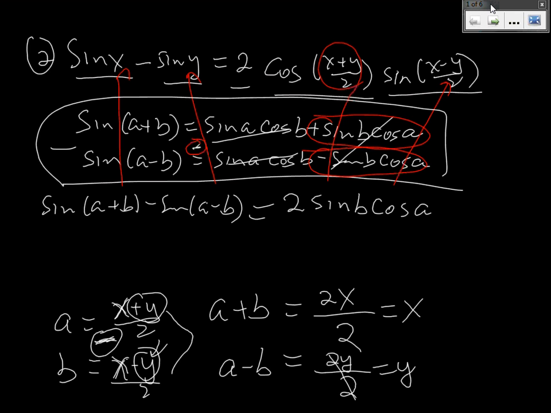Okay. So I have the 2, I have the sine, and for B, I'm going to use x minus y over 2. Now, not that that's wrong, but let me just reverse what I have over.